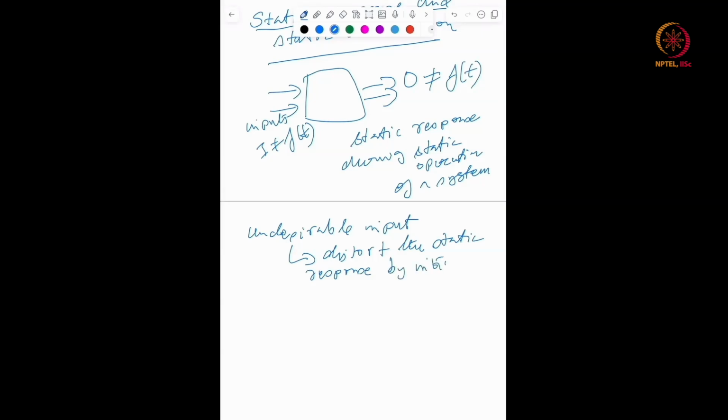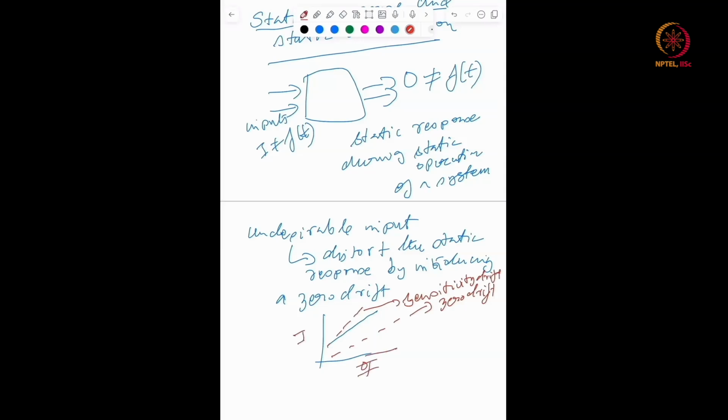by introducing what we call drift: zero drift, which is a parallel shift in the calibration curve, or a sensitivity drift, which means a change in the slope of the calibration curve. So if this is your calibration curve, a drift could be like this. This is a zero drift, or it could also change this, which is basically a sensitivity drift. All these undesirable inputs can do that. This is input, this is output. This is input output calibration.